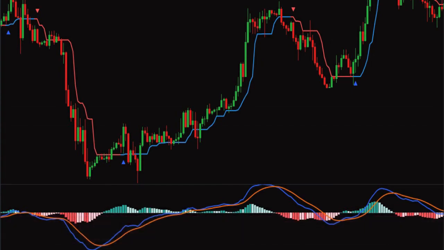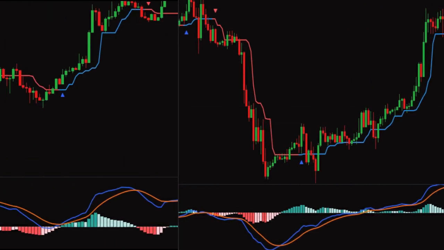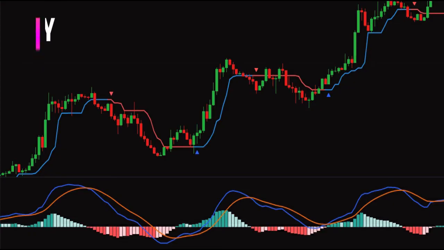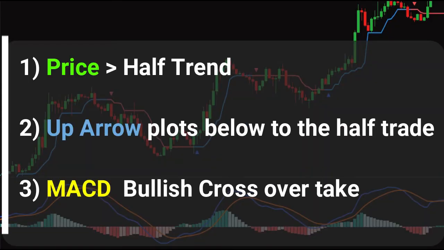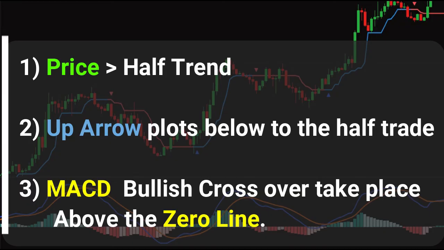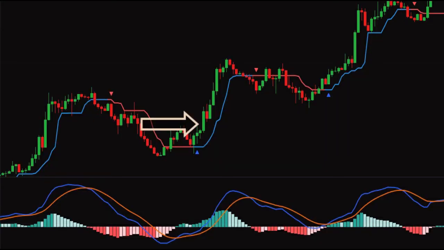So now let's take more examples of buy and sell trades with the half-trend and MACD indicators. First, we will look for buy setups. For buy setups, we will look for conditions like: price should be above the blue color half-trend, with an up arrow plotted below the half-trend line, and in MACD, a bullish crossover takes place above the zero line. So at this candle you should take a buy trade, and you can put your stop loss below the nearest swing low. And if you wish, you can put your profit target at 2 times your stop loss. So at this point your profitable trade comes to an end.